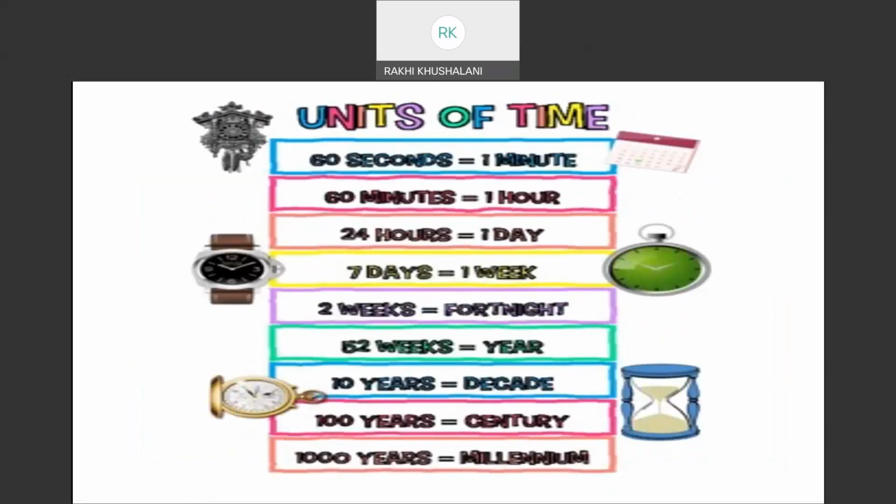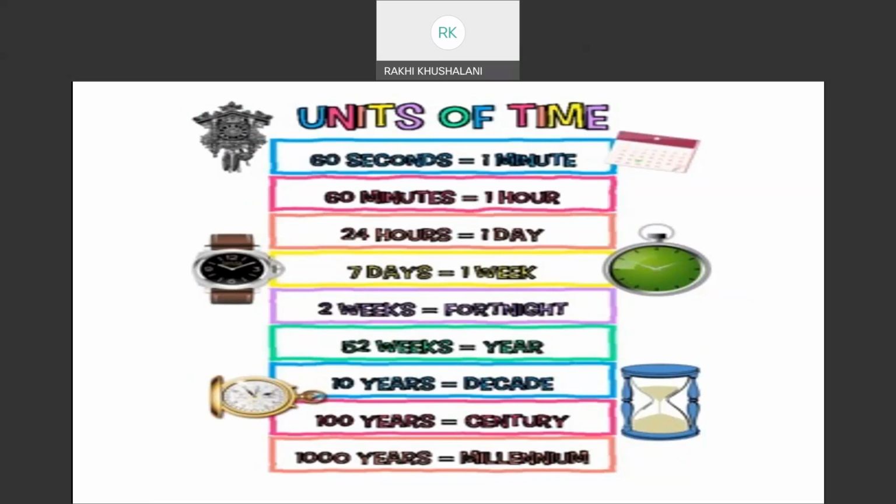Units of time. Children, all this you have done in fourth standard. Just a recapitulation: 60 seconds is equal to 1 minute. 60 minutes is equal to 1 hour. 24 hours is equal to 1 day. 7 days is equal to 1 week. 2 weeks is equal to a fortnight. 52 weeks is equal to a year. 10 years is 1 decade. 100 years is equal to 1 century. And 1,000 years is equal to 1 millennium.